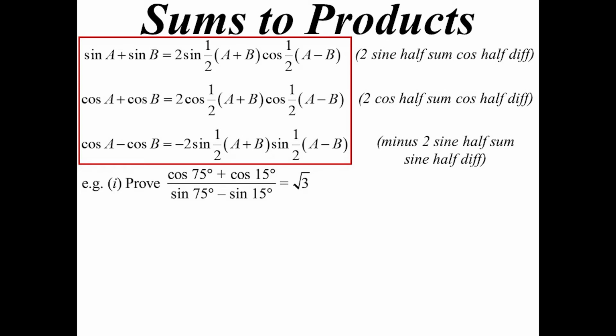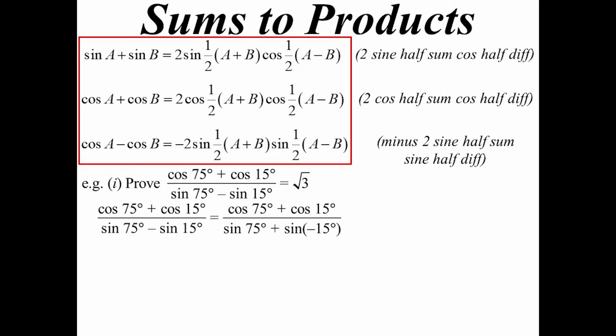So I've got to prove this one. Cos of 75 plus cos 15 over sine 75 minus sine 15 is the square root of 3. So on the top, we have cos plus cos. On the bottom, we have sine. Oh, hang on. I didn't do a formula for sine minus sine, but there's a reason. Because sine is an odd function, I can change the minus sine 15 to a plus sine minus 15. So I don't need a formula for minus. Now, I think you'll find in textbooks they have a formula for minus. I just don't worry about it, because then I can keep my nice, neat formulas that I have.